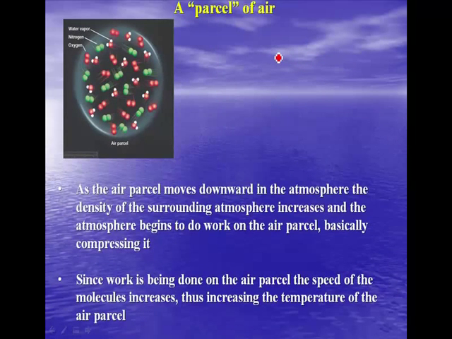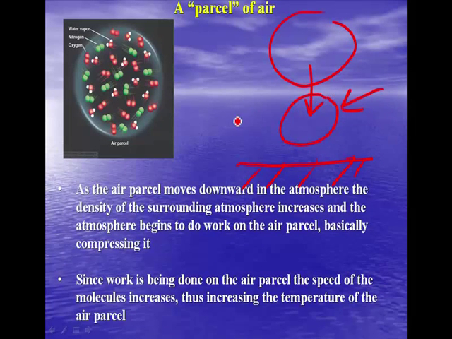Now we'll take the other case where we take the air parcel, and again the surface I'm drawing right here, and we begin to move this air parcel down. As we move the air parcel downward, the density of the atmosphere increases, and now the atmosphere is actually doing work on the air parcel. And so it begins to compress the air parcel. Since the atmosphere is doing work on the air parcel, the average molecular speed begins to increase inside the air parcel. And so we know that temperature would begin to increase.